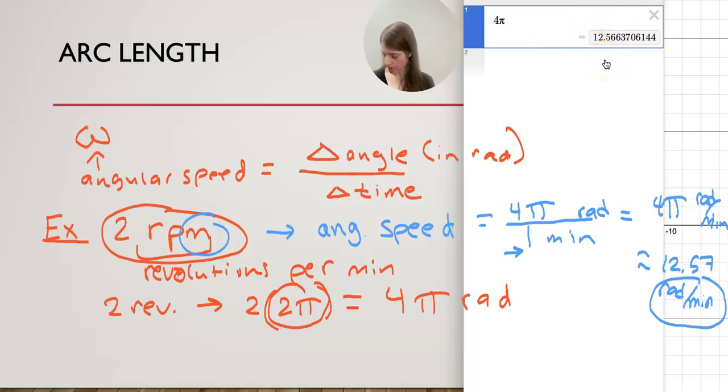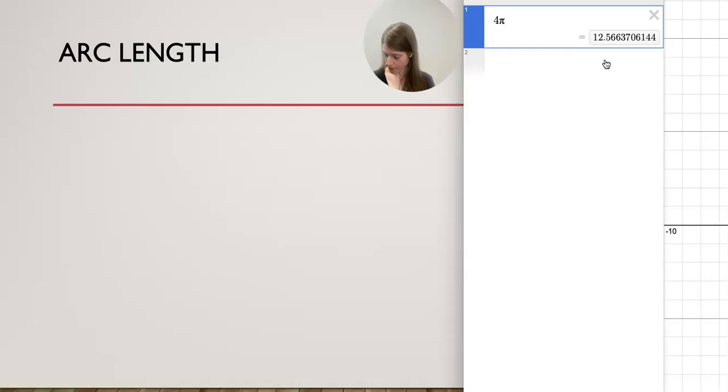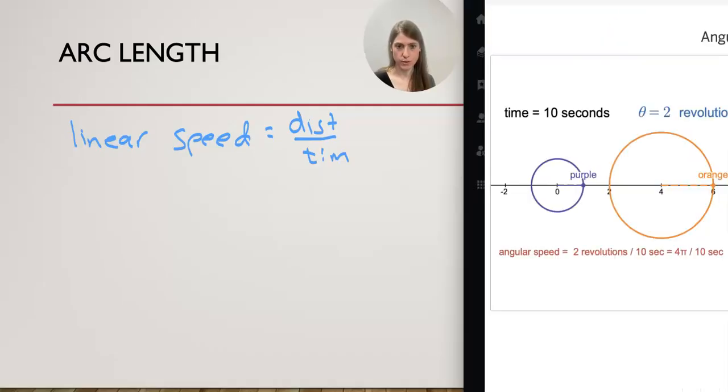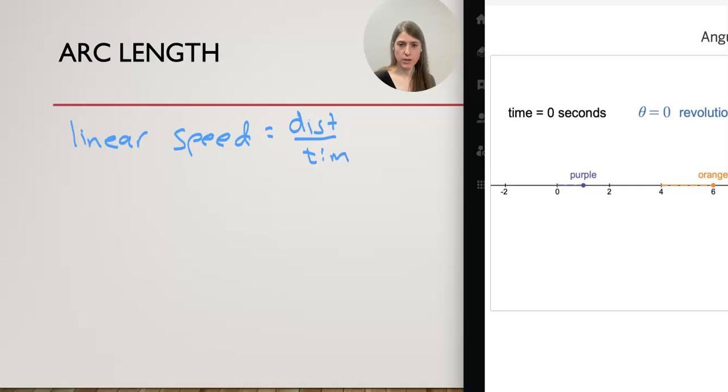All right, so let's take a look at linear speed. When we talk about linear speed, it's the idea of the distance over the time. So when we're talking about motion in a straight line, then we can do distance over time. Now, let's go back to the circle for a second. I want you to watch one more time.